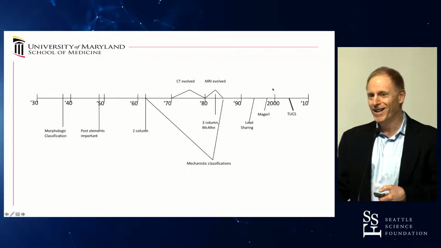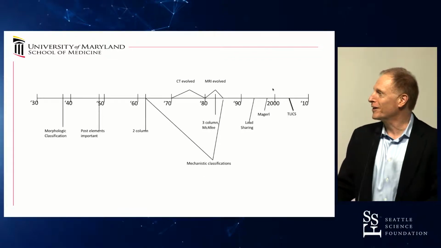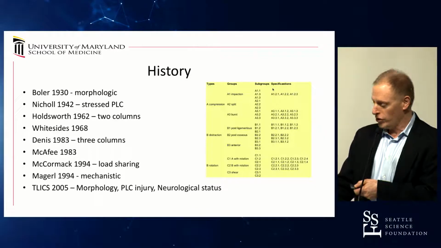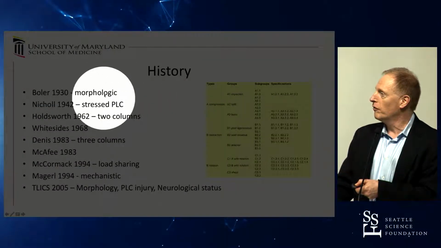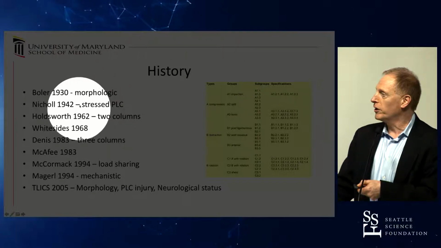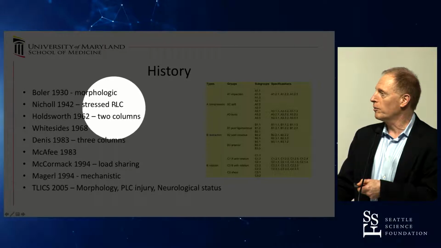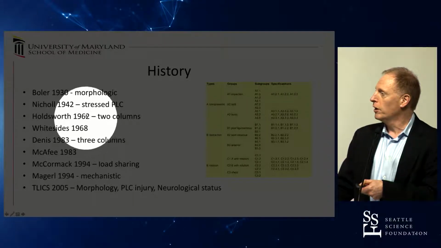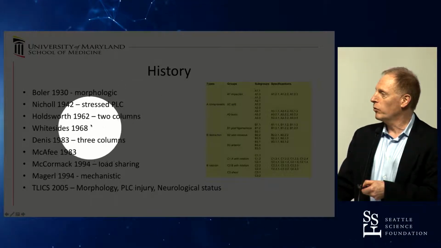So, you know, the scale here, you've got to keep in perspective. But even in the 1930s, Bohler talked about a morphologic classification of spine fractures, and Nicoll in 1942 stressed the posterior ligamentous complex, or the posterior column, as an important component. Holdsworth had a two-column theory in the 60s, and Tom Whitesides likewise talked about two columns.